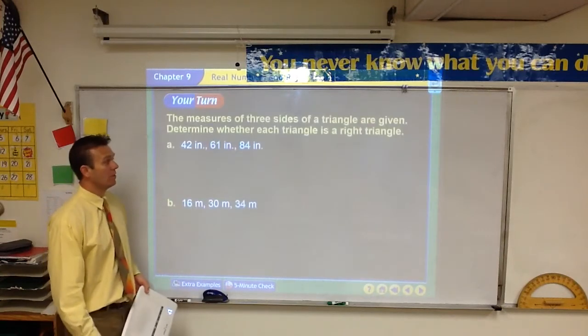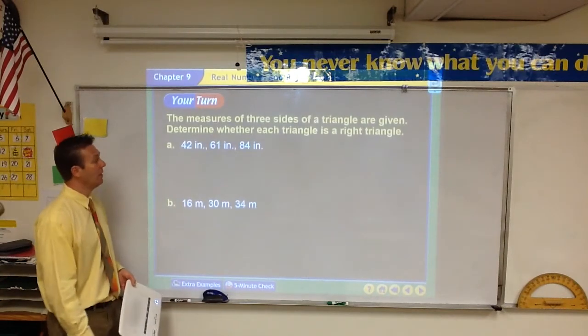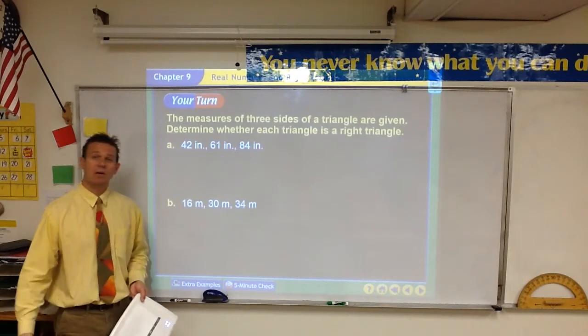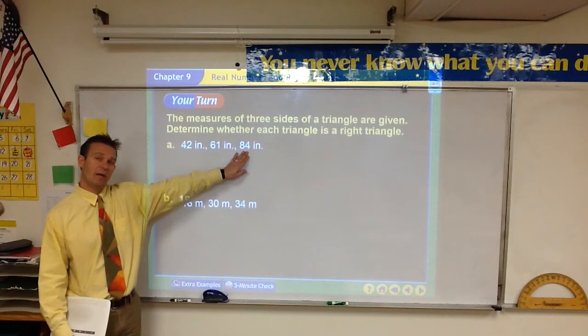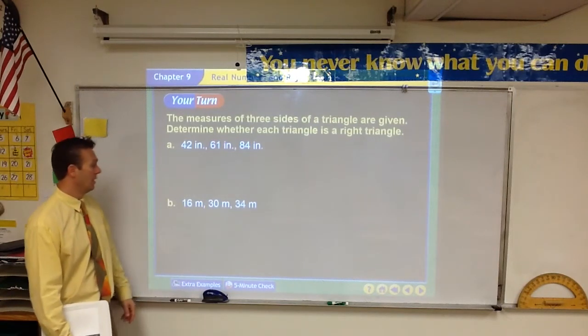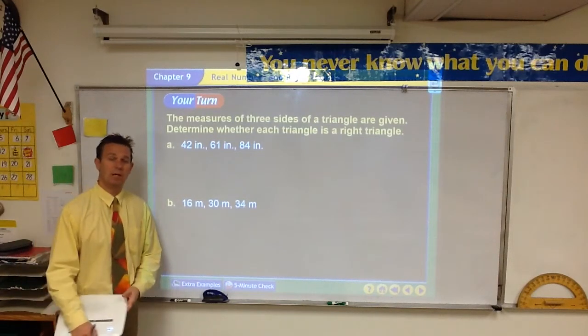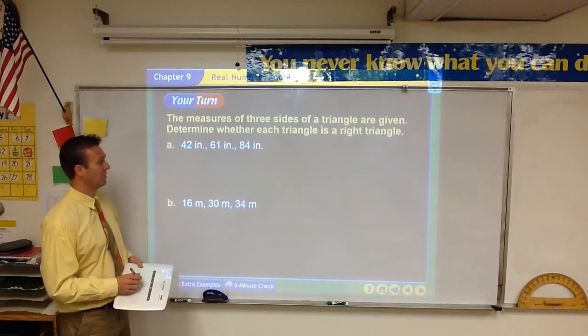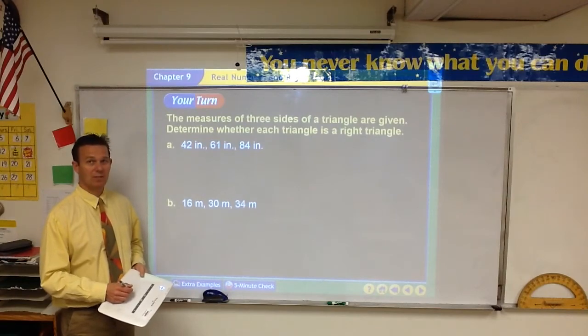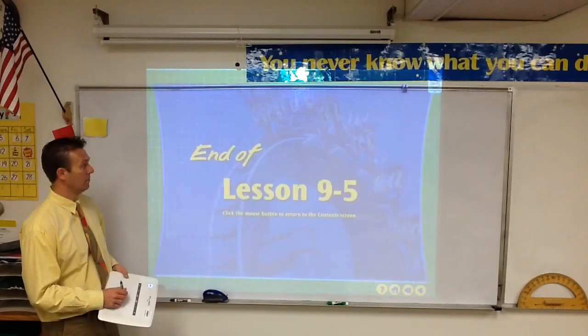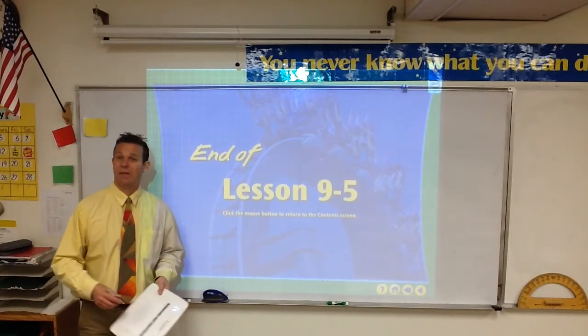Okay, so now it's your turn. They're going to give you two different ones here, and you can figure out if they are right triangles or not. Remember that the largest one is going to be your C, so for A here, 84 is going to be your C, and then you can figure out for B what your C would be. Always the largest, obviously. So go ahead and pause right now and see if you can find the answers to these. And that's the end of the lesson.